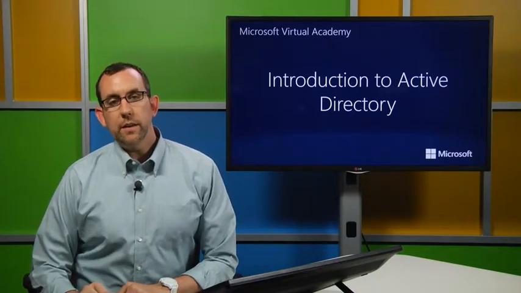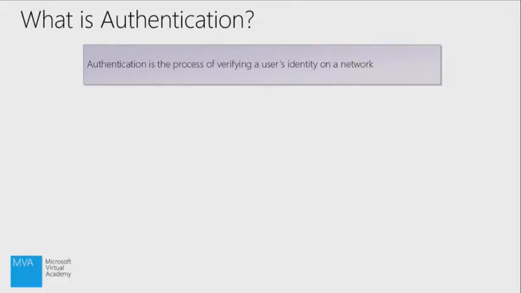We start off with authentication and what it is. Authentication is the process of verifying a user's identity on a network. A good analogy is a passport or a driver's license. I want to make sure you are who you say you are. A passport is exactly that. You can tell me all you want, but that passport provides me with proof.